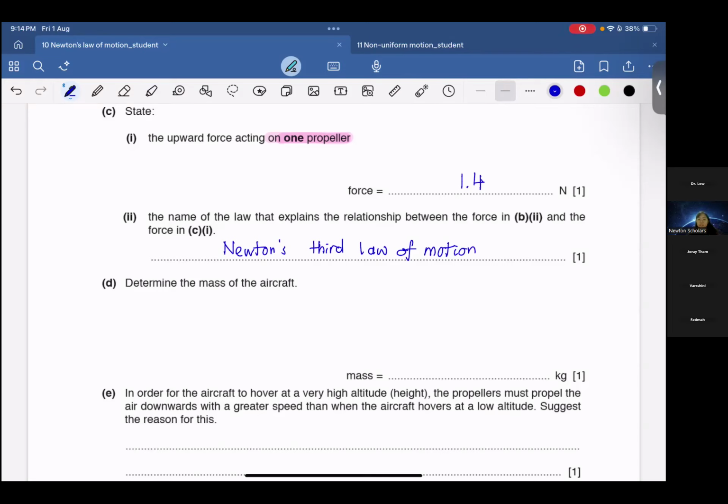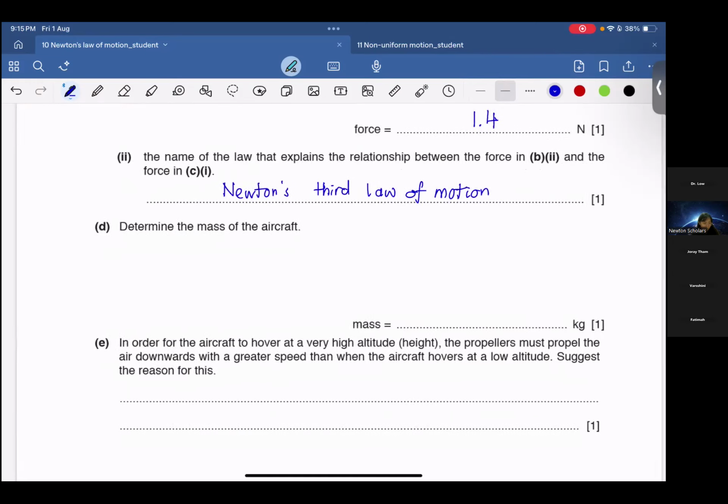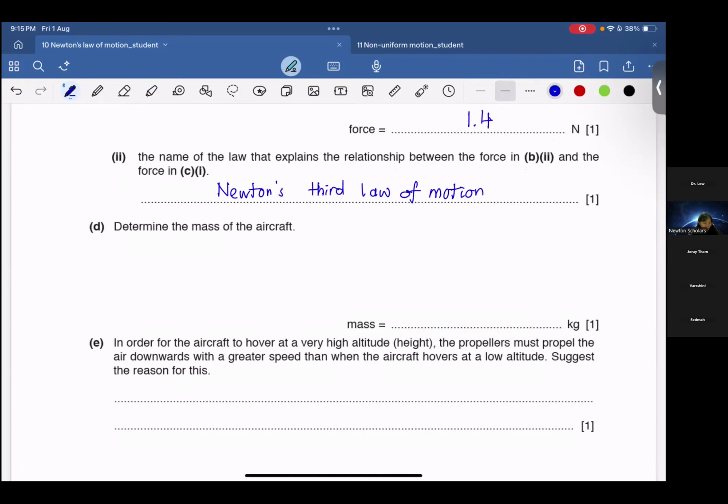Just now it was the downward force, now it is the upward force. Opposite direction. Two objects, A and the propeller. Then they have the same magnitude. So 1.4 just now, and right now also 1.4. Okay, now they're asking you to determine the mass of the aircraft.